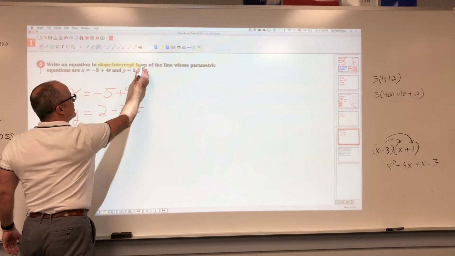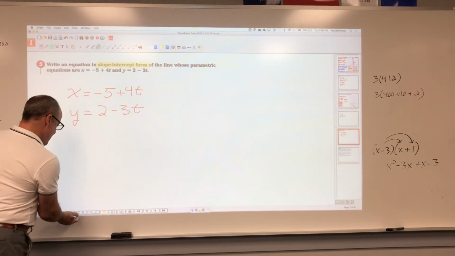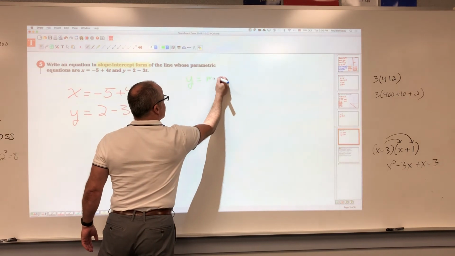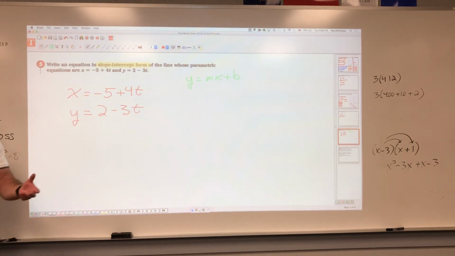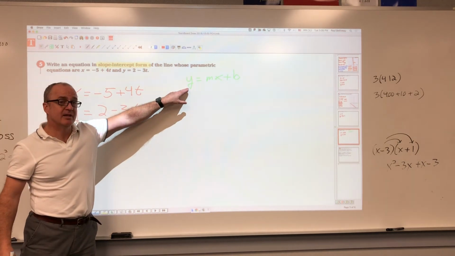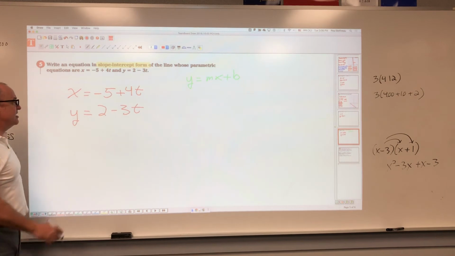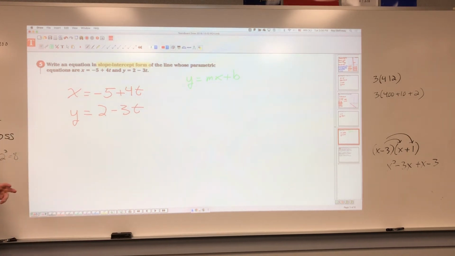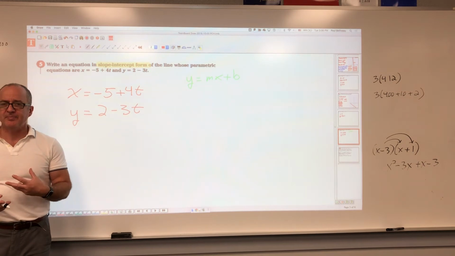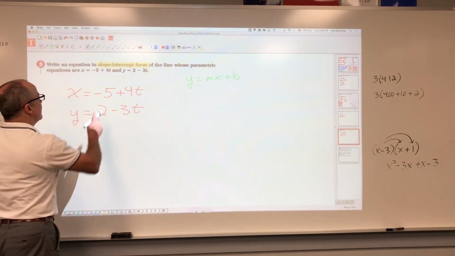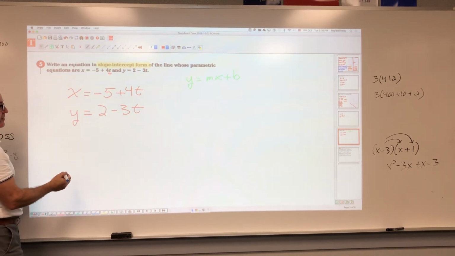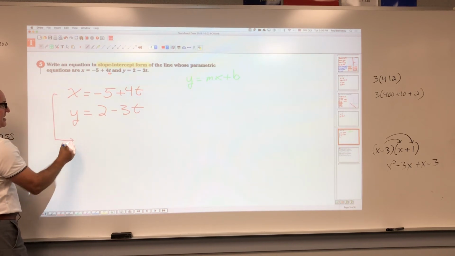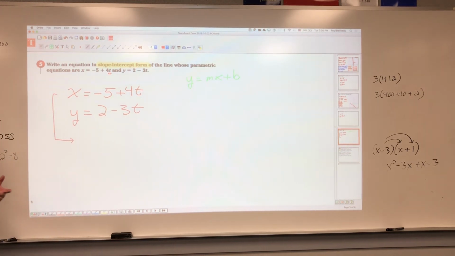Tell me something about slope-intercept form. Y equals mx plus b. Okay, which variable is by itself in slope-intercept form? The y. Okay. So if you want an answer that has y by itself, which we do, because they said slope-intercept form, then there's a set way to do this that usually works out with the fewest number of steps. That method would be: solve for t in the x equation. Start with the x equation and get t by itself. That's step one. See where this is going in a minute, I hope.